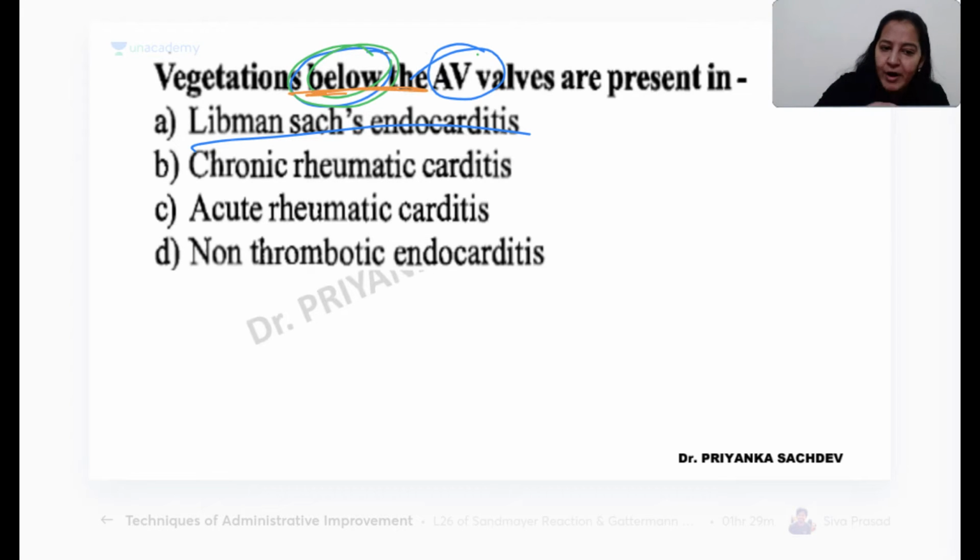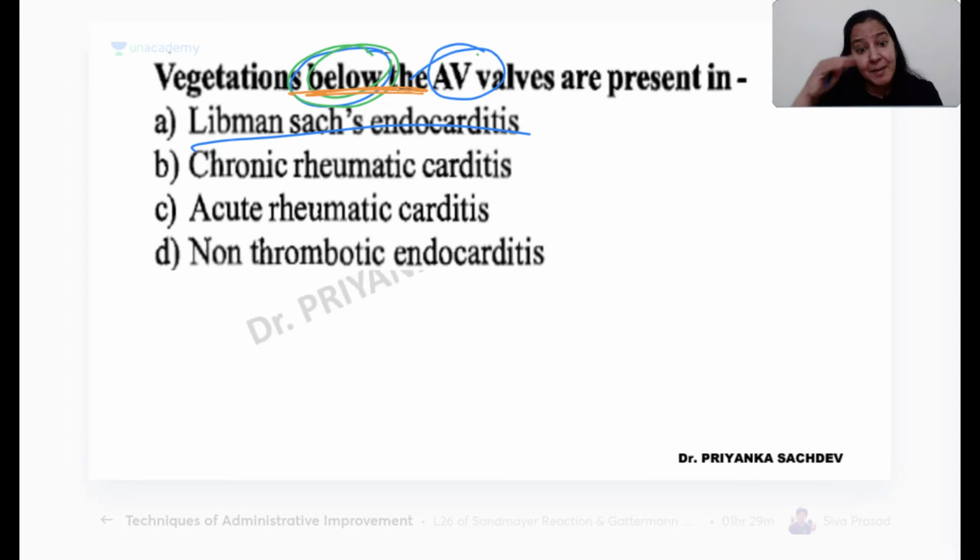So vegetations are not only below. It should be on both surfaces. But it is on the upper also, lower also, so it is right. Below also happens, right? So we will consider it as Libman-Sacks. So that was a trick in the question. Have you got what I want to say? The question would have been more correct if instead of below it said both.